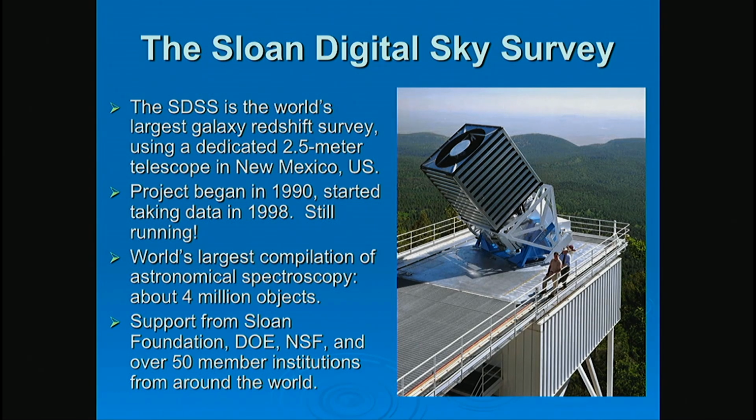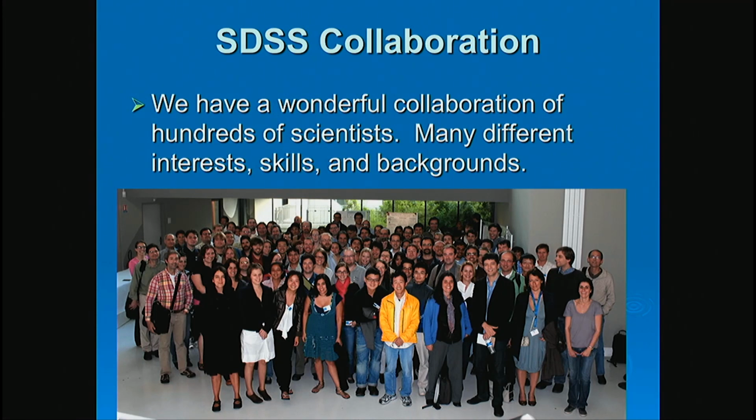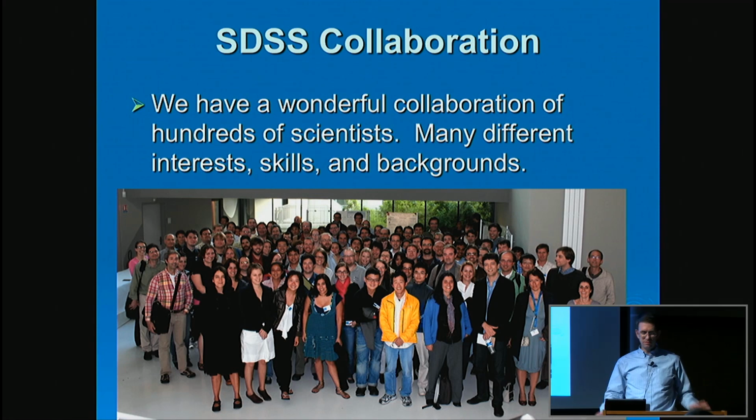It's the world's largest compilation of astronomical spectroscopy, about 4 million astronomical objects. It's been generously supported over the years by the Sloan Foundation, Department of Energy, National Science Foundation, and over 50 member institutions. We now have about 1,000 people in the collaboration. It's really been a wonderful collaboration to be a part of. There's lots of different interests. Scientists from all around the world come together to work on this project, trying to blend their skills together. And it's really set the culture of astronomy in many different ways. It's been really a wonderful experience to be involved with.